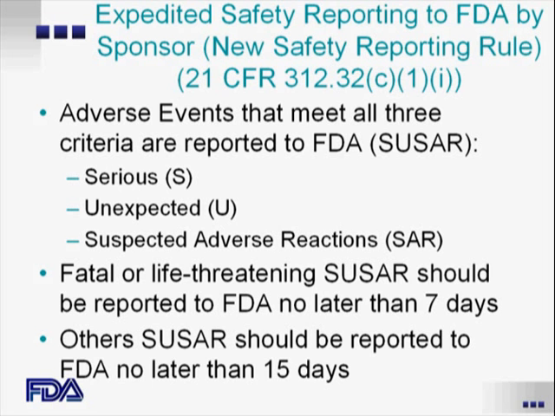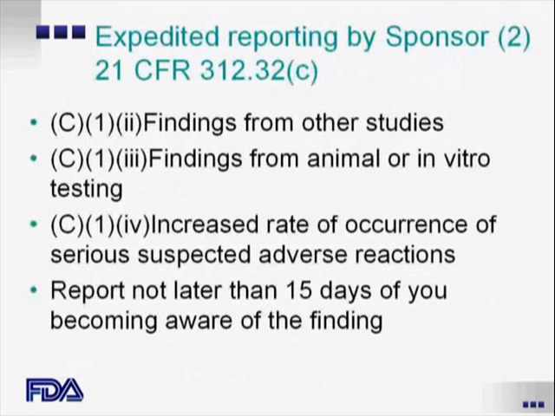Fatal or life-threatening, serious, unexpected, suspected adverse reactions should be reported to the FDA no later than 7 days upon the knowledge of the event occurring. Other serious, suspected, unexpected adverse reactions should be reported to the FDA no later than 15 days.